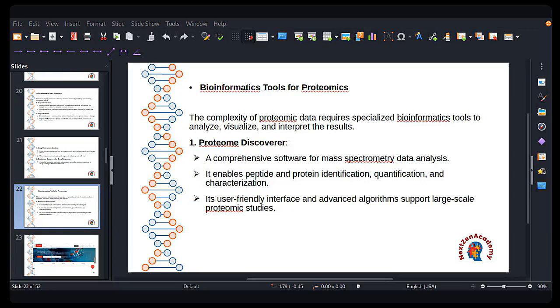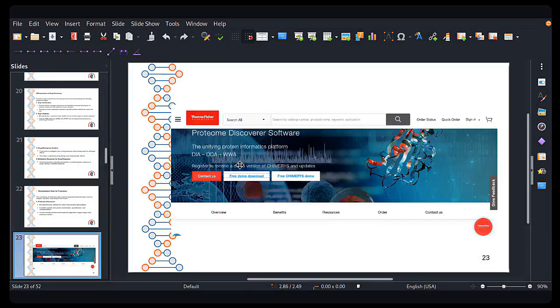So Proteome Discoverer is a tool. It's software where you can analyze the data of MS. यहाँ पे आपको वो peaks देखने को मिलेंगी, वो different peaks आती हैं. So it enables peptide and protein identification, quantification, and characterization. It has a user-friendly interface and advanced algorithms. It supports large-scale proteomic studies, right? So I show you the interface of this tool. It looks like this. You have to download its free demo and then start playing with it.